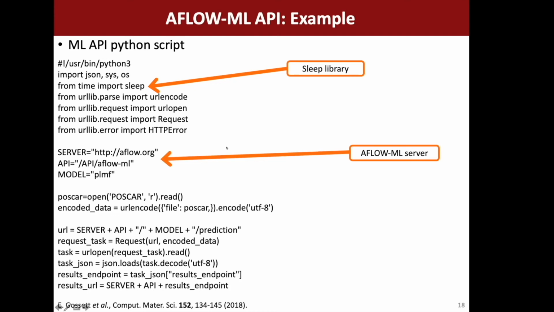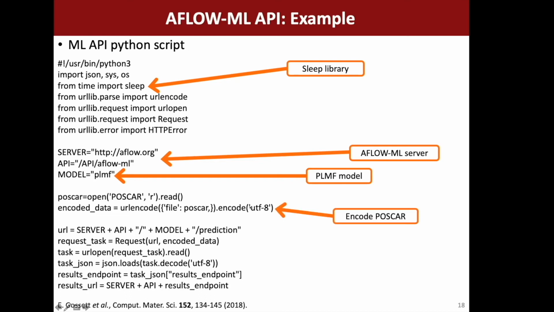Then we have the AFLOW-ML server. So aflow.org is the server. The API is this, API/AFLOW-ML. The model we're using here is PLMF. You can also set this to, say, MFD. Then we encode the POSCAR. Here it's assuming that the POSCAR file is just named POSCAR, so you can change the name, or else you can change the name of the file here inside the script to make sure it matches whatever the name of the file you're using.